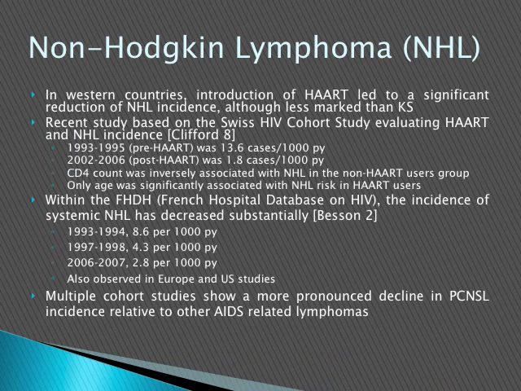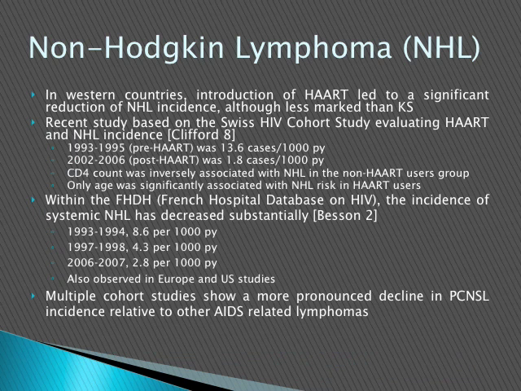In developed countries, introduction of HAART we know led to reduction of NHL incidence, although less marked than KS. These are a few large studies that looked at this. Again, the Swiss HIV cohort study, looking at HAART and NHL incidence. You can see that in the pre-HAART era, they found 13.6 cases per 1,000 patient years. In the post-HAART era, that number dropped to 1.8 cases per 1,000 patient years. They also found that in non-HAART users, the CD4 count was inversely associated with NHL incidence, and in the HAART users, really only age was significantly associated.